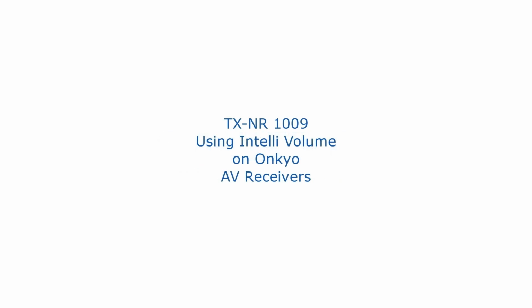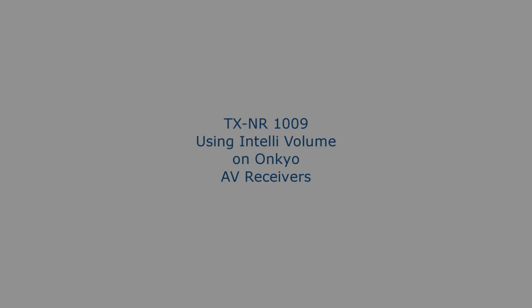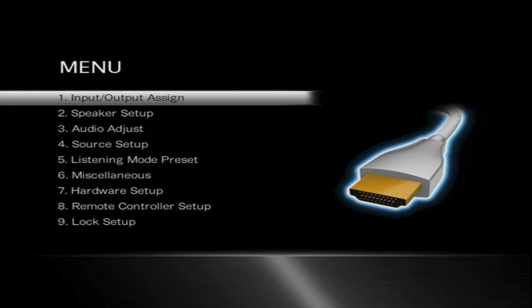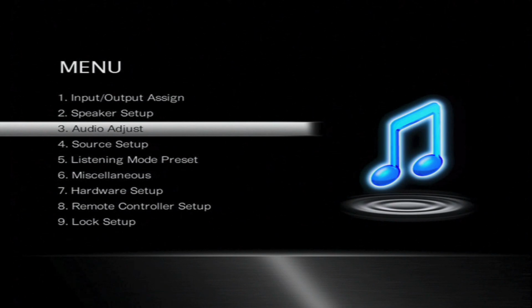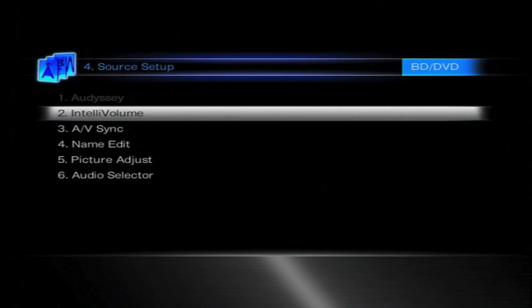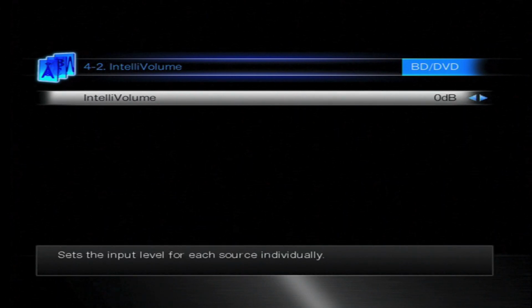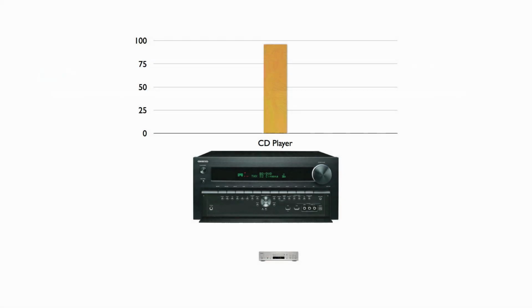Today I'm going to talk to you about using the IntelliVolume. The first thing I'm going to do is show you where it is. If you move down to Source Setup, hit Enter, and then we see here it says IntelliVolume. If you press Enter again, now what you have here is an independent volume for every single input that you can increase and decrease. The whole idea is the fact that different sources have different volumes, and I'll explain that to you a bit better right now.